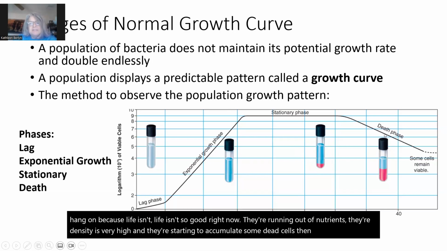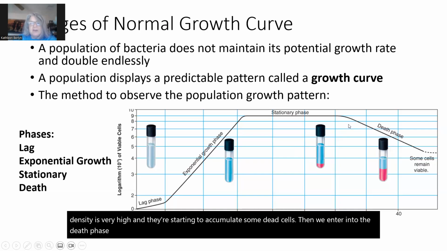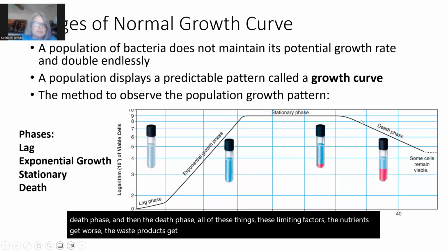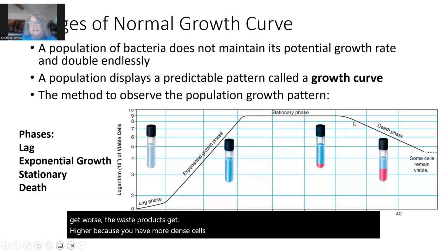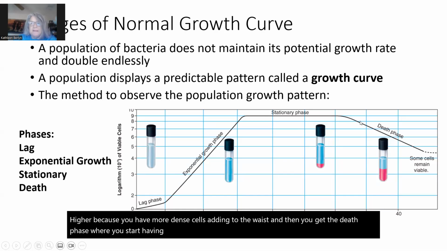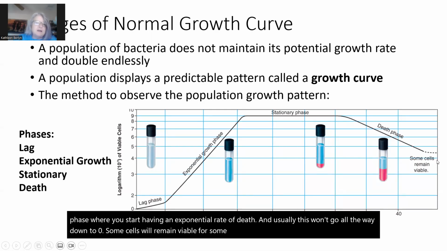Then we enter into the death phase. And in the death phase, all of these limiting factors get worse: the nutrients get worse, the waste products get higher because you have more dead cells adding to the waste. And then you start having an exponential rate of death. And usually this won't go all the way down to zero. Some cells will remain viable for some period of time, but this is where cells are dying.